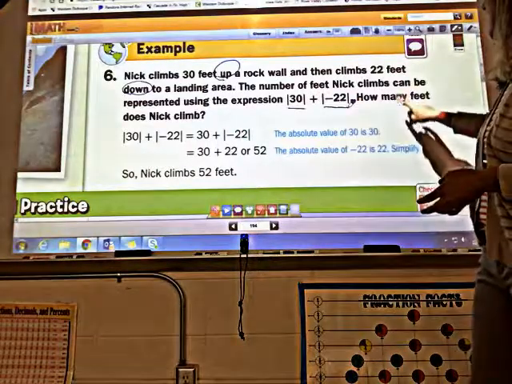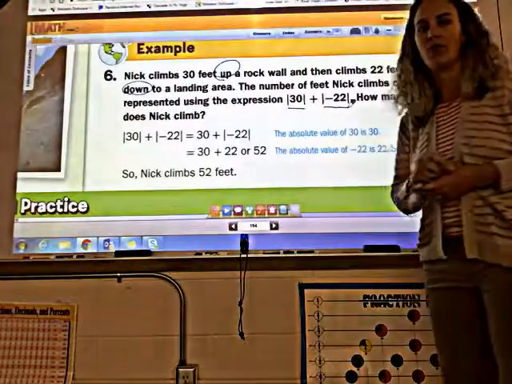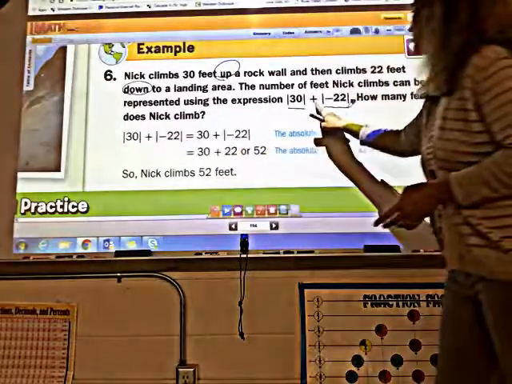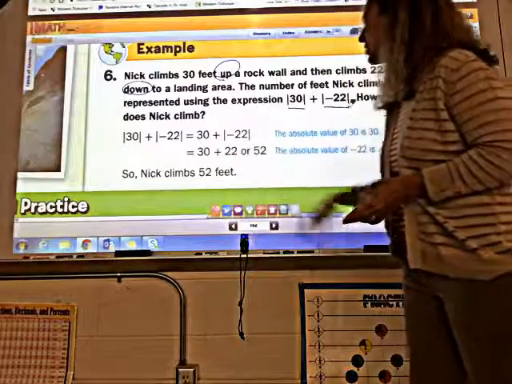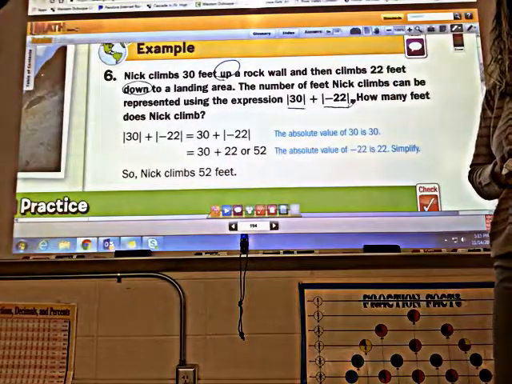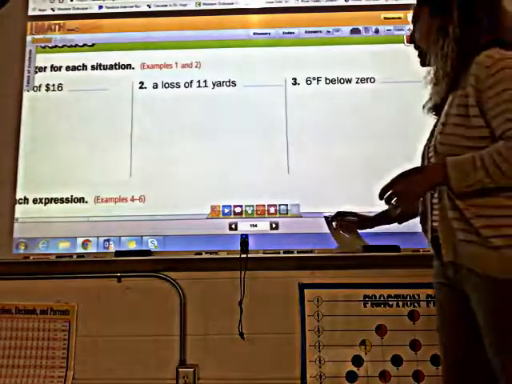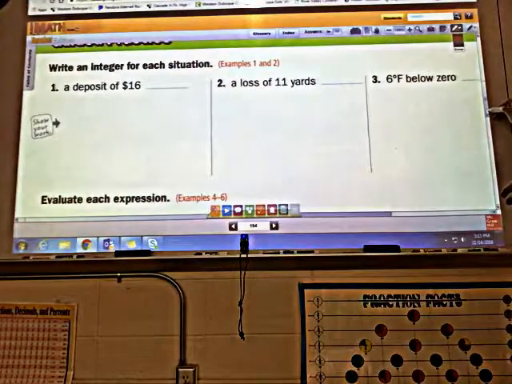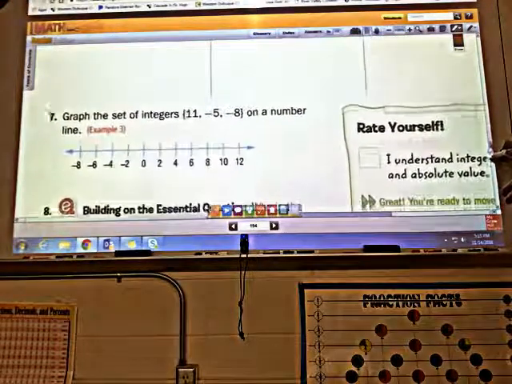Again, we are looking at how many feet he climbs altogether, so that's why they're in the absolute value symbols. So the absolute value of 30 would be 30, plus the absolute value of -22 would be 22. So when I add those two together, Nick's going to climb 52 feet. Go ahead and take a moment right now and take a look on page 194. I would like you to do practice problems 1 through 7 for me.